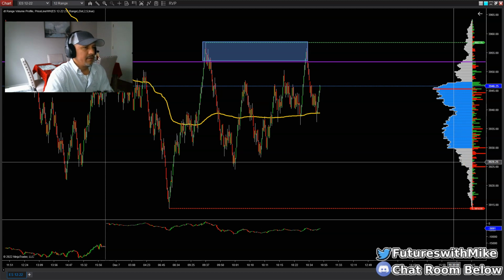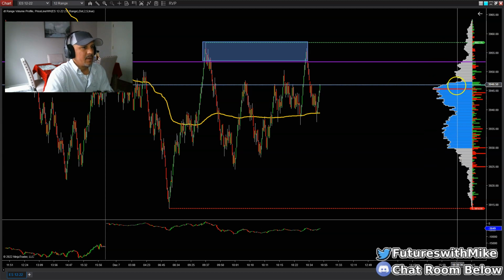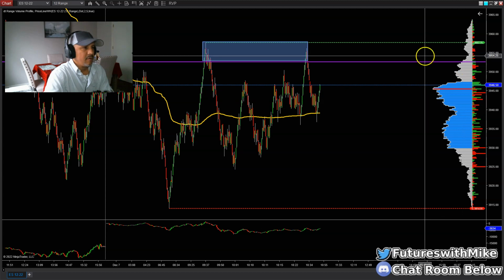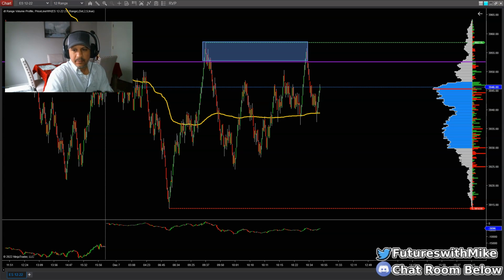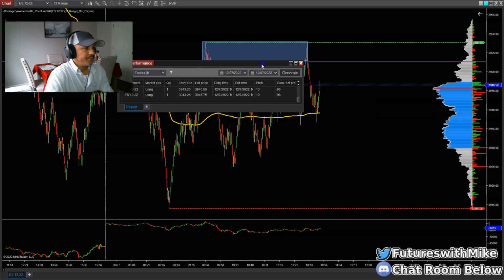Let's see what the market does here. We got this high volume area right here. I know price gets above it right here. We have a little low volume node. Price can reject here, pull back before possibly trying to push higher. So I'm gonna go ahead and stand down. But I'm up 96 now.